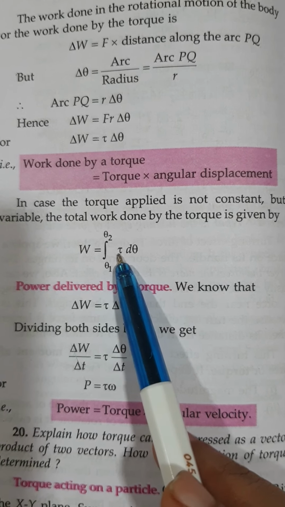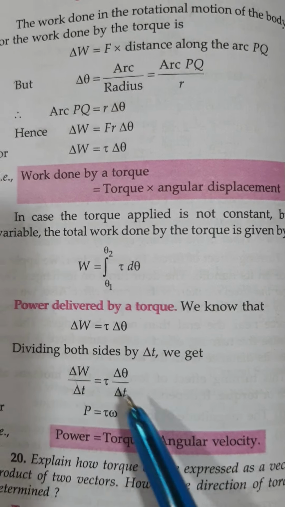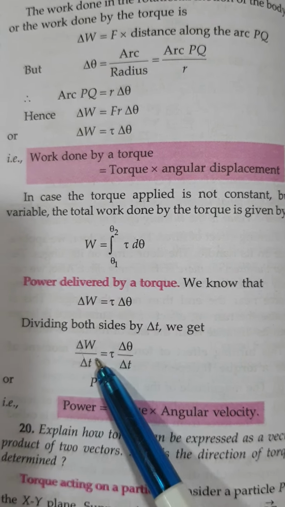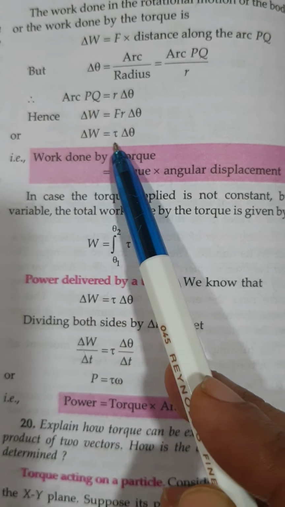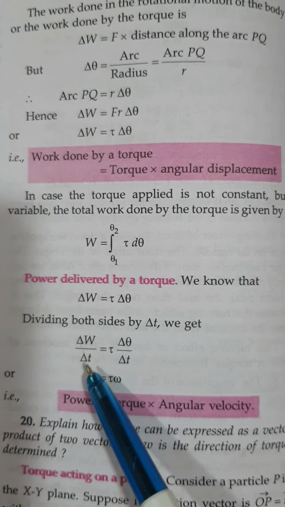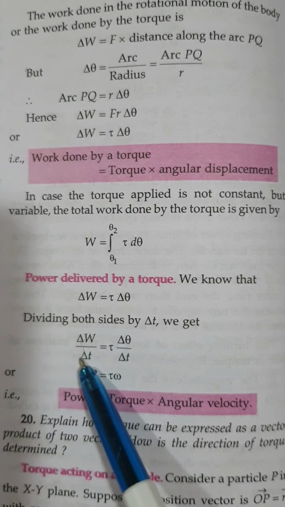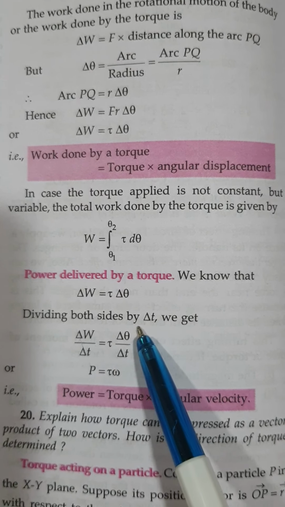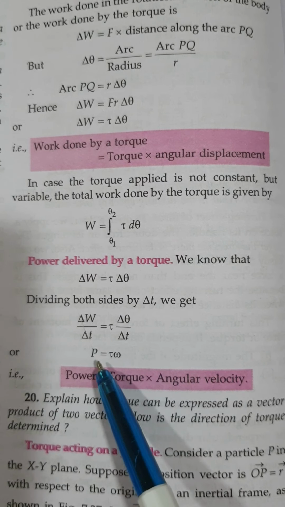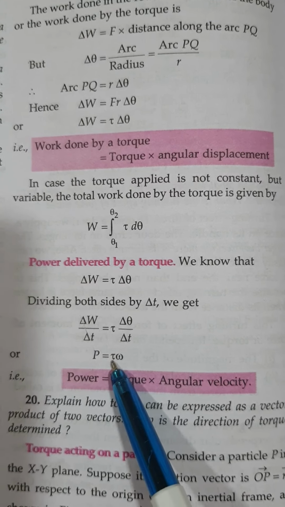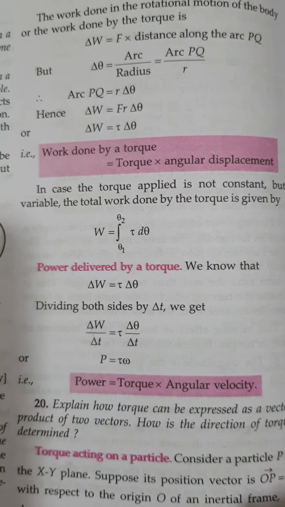Now power we know it is force into velocity in linear motion. Now let us study it in angular motion. So we have this equation dW is equal to torque into delta theta. I divide both sides by delta t, then I will get power is equal to torque into d theta by dt, that is angular velocity. So power is equal to torque into omega, that is angular velocity.